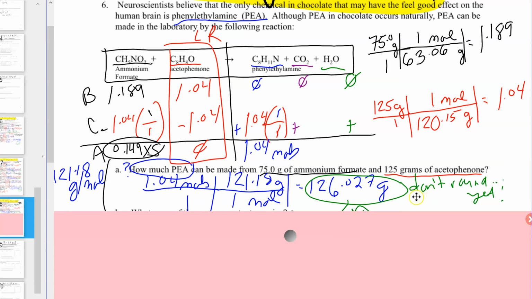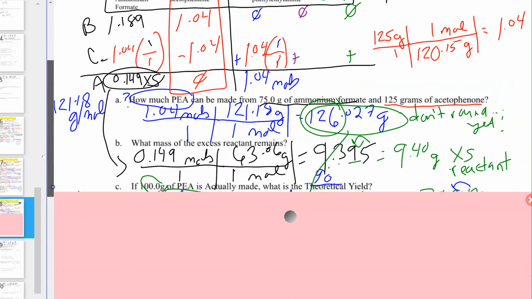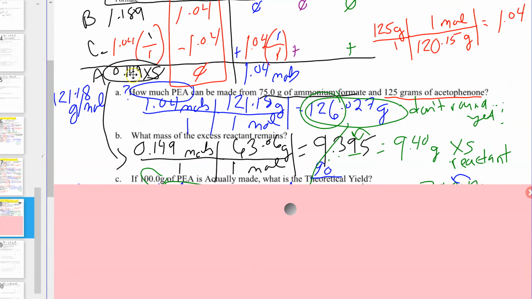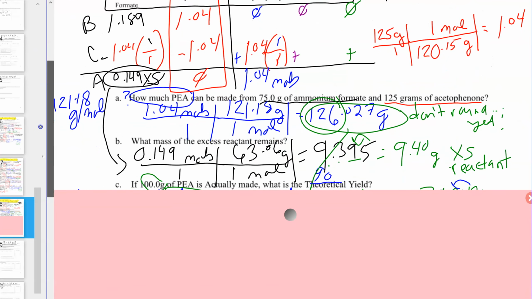We do need to go to 3 sig figs on everything. 1.04 is already at 3 sig figs. If we did go to 3 sig figs, it would just be 126 grams. But I'm telling you not to round yet because the next couple questions, we're going to need to use that number again. Okay, what's the mass of the excess? So we have 0.149 left over times its molar mass. Round to 3 sig figs. We have 9.4 grams of excess. So we started with 75 grams of the ammonium formate, and there's 9.4 left over.